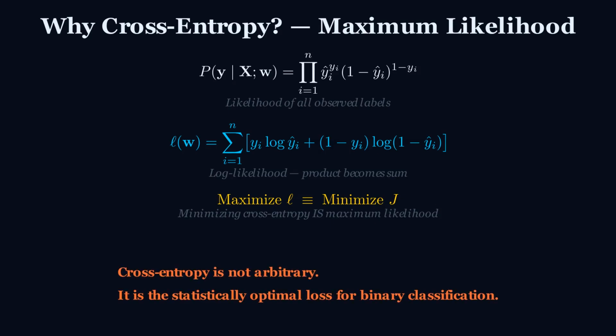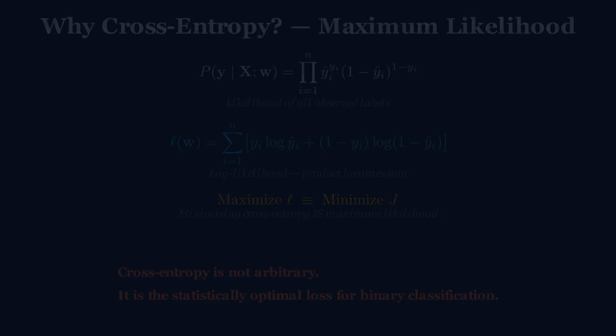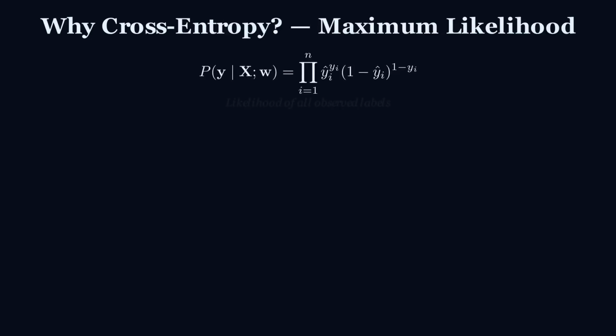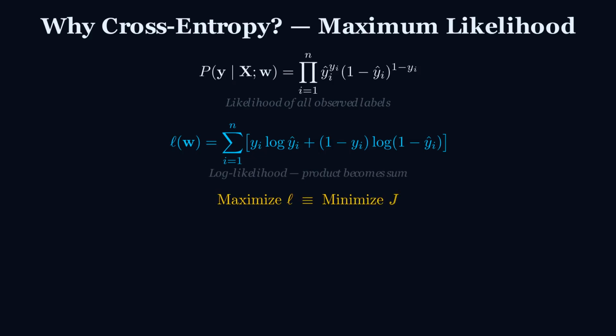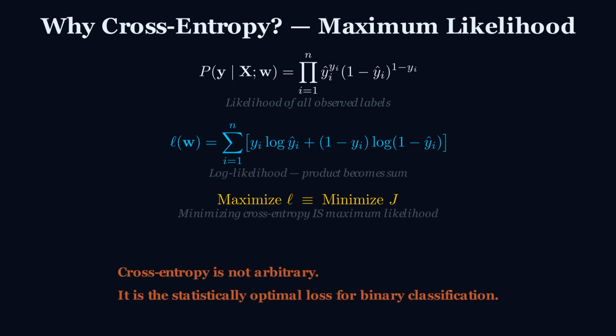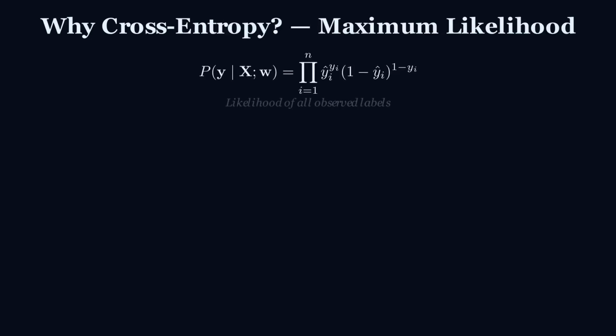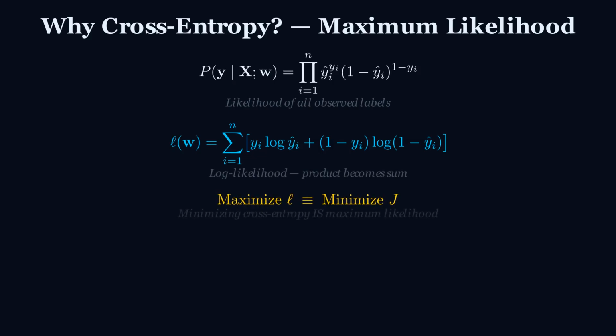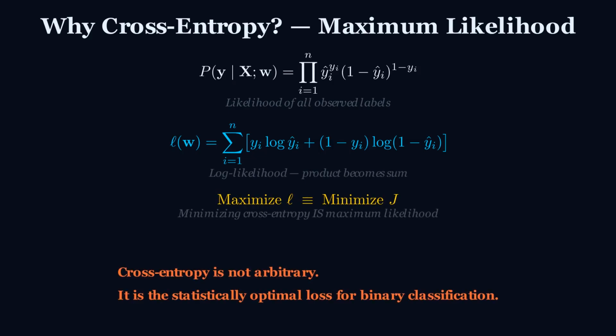The answer comes from maximum likelihood estimation. Given our data, we want to find the parameters W that make our observations most probable. The likelihood of observing all our labels simultaneously is a product over all samples. Taking the logarithm converts the product into a sum, numerically stable and easier to optimize. Maximizing this log likelihood is mathematically identical to minimizing the cross-entropy loss.